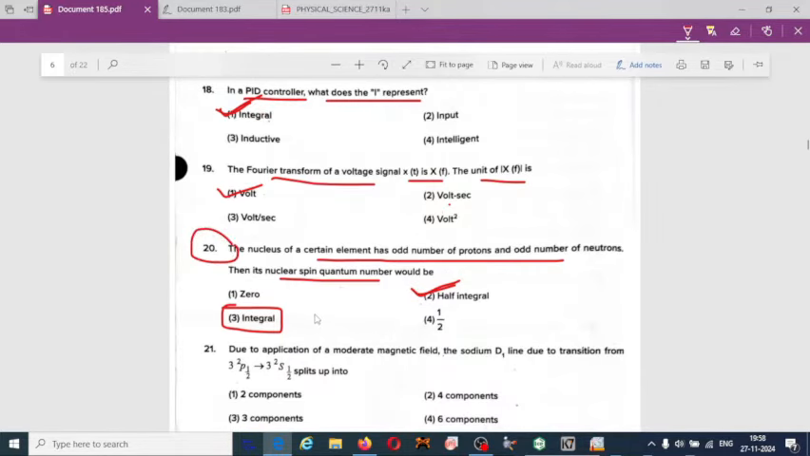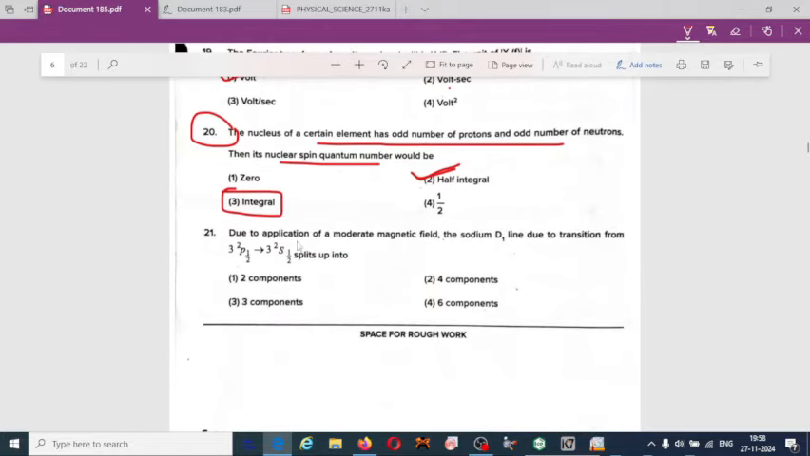this question. Next one, due to application of a moderate magnetic field, the sodium D1 line due to transition from P to S splits up into 4 components from the key answer. 21.